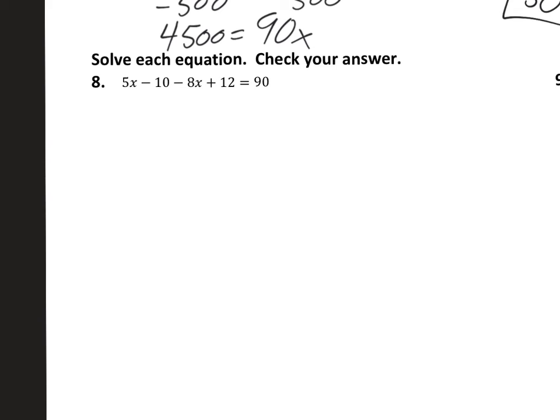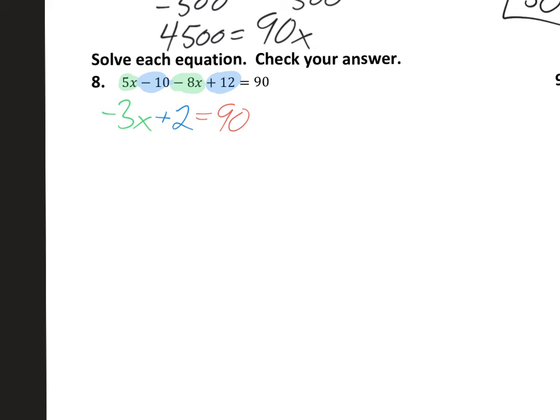Okay, so the very first thing we need to do is combine our like terms. Let's look for the things that look the same. Well, this is a 5x. That doesn't have an x. This has an x. That doesn't have an x. And this doesn't have an x, and this doesn't have an x. So let's combine. 5 minus 8 is negative 3x. Negative 10 plus 12 is a positive 2. And then that's equal to 90.